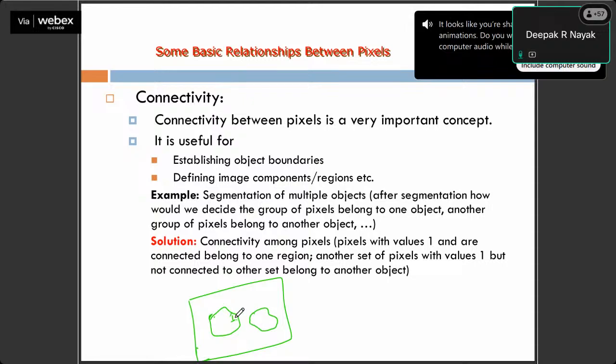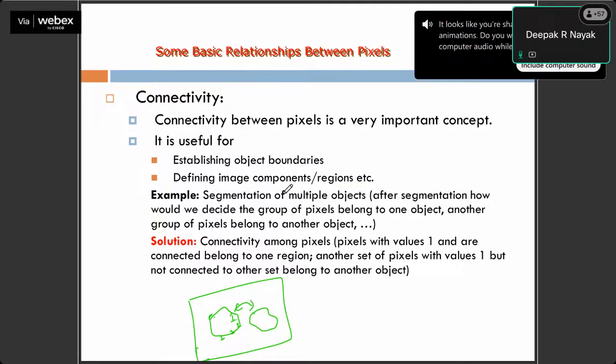Let's say all these pixel values over here are one. If they are connected, they belong to one region. And if they're not connected, they belong to another set of objects, or another set of pixels which are connected. You can say that these two are different. So this is how you can apply the connectivity concept.